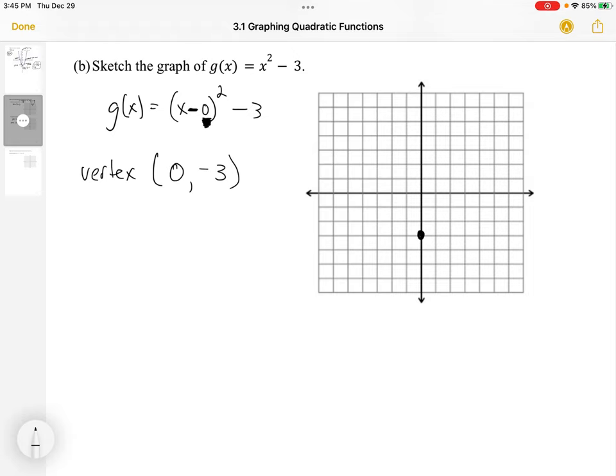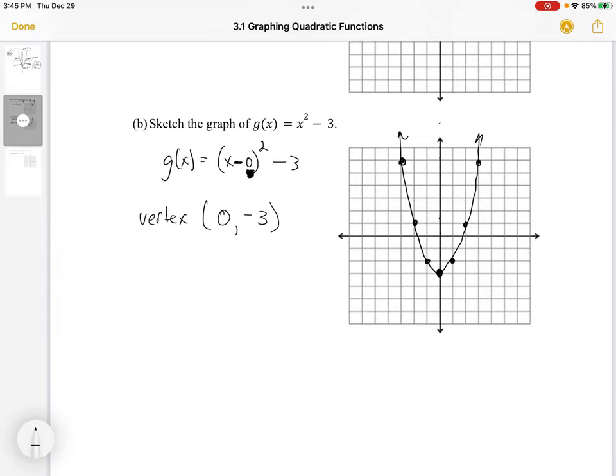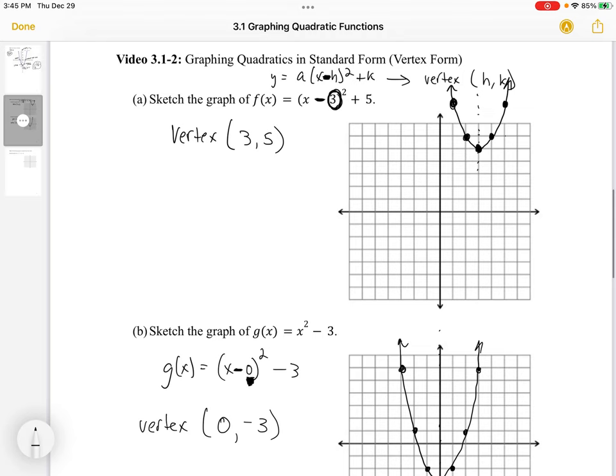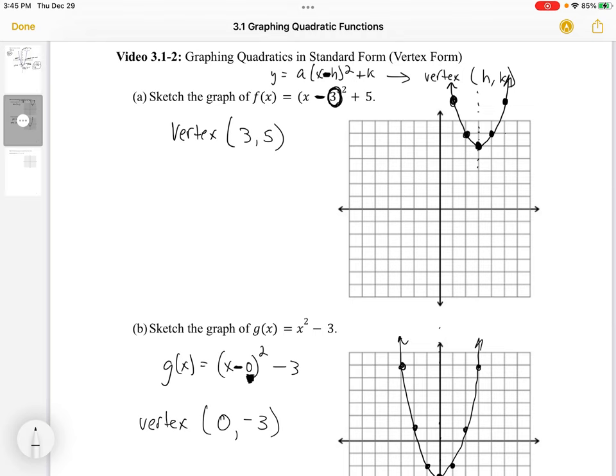And then from that point, we're simply going to make our steps, okay? 1 to the right, 1 up, 1 to the right, 3 up, 1 to the right, 5 up. And then our axis of symmetry is the y-axis, and I can reflect all of these points over the y-axis here. And here is our parabola. So that is how you graph parabolas that are written in standard form, otherwise known as vertex form.